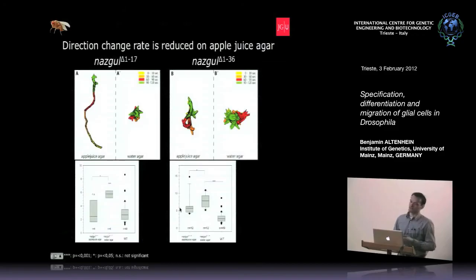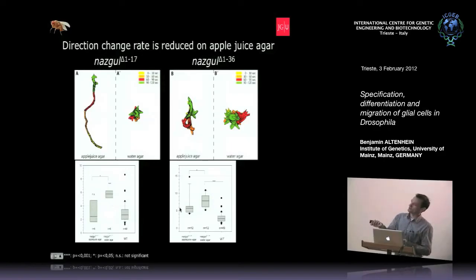And that was an astonishing finding. What we initially did was place the larva on these agar dishes, and the agar was poured with water. This is how the path looked. When we now pour these agar plates with apple juice instead of water, to represent a nutritive environment, the phenotype is reduced. It's still there. It's still significantly different to wild type, but it is highly reduced.